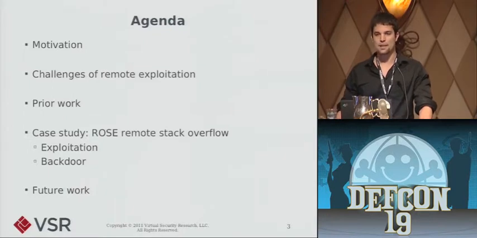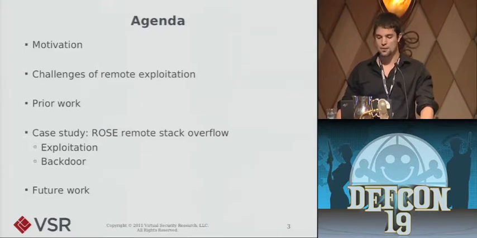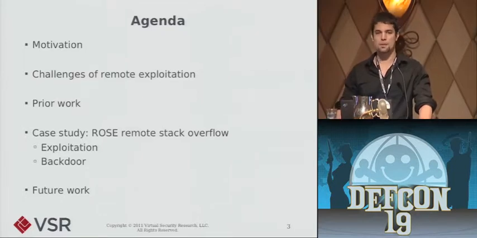And then we'll get into the body of the talk, which is sort of a case study of an exploit that I wrote for a remote Stack Overflow in the Linux kernel's implementation of the ROSE amateur radio protocol. And this part of the talk will be in sort of two phases. In the first phase, I'll explain exploitation of the vulnerability. And the second phase, I'll explain the details of the kernel backdoor that I installed during the exploitation phase. And then finally, we'll wrap up taking a look at some future work.